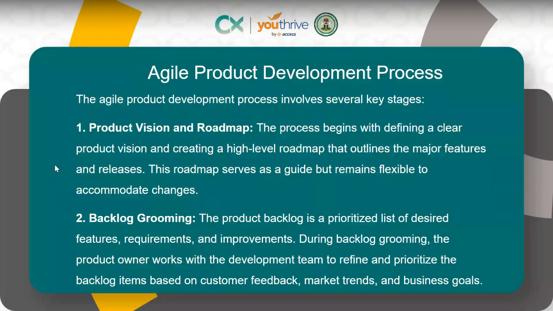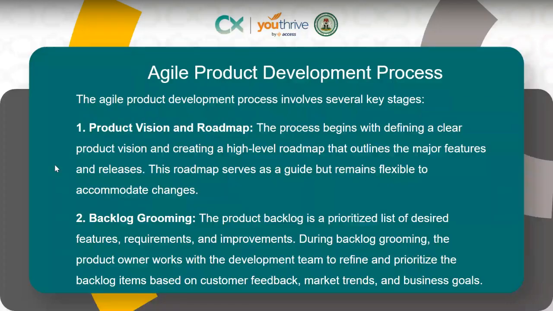The second one is backlog grooming. The product backlog is a prioritized list of desired features, requirements, and improvements. So your backlog is a list of features, requirements, or improvements that you prioritize. I know you guys still remember when we discussed different kinds of prioritization, and what should be our core focus when we are prioritizing. So you prioritize all your features, requirements, and improvements, and that is what you put in your backlog.